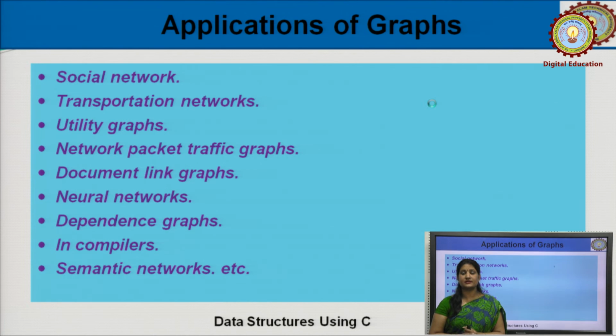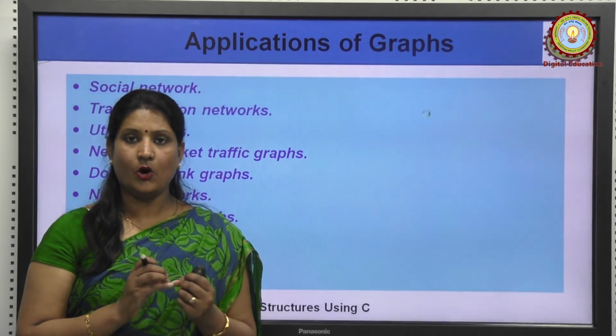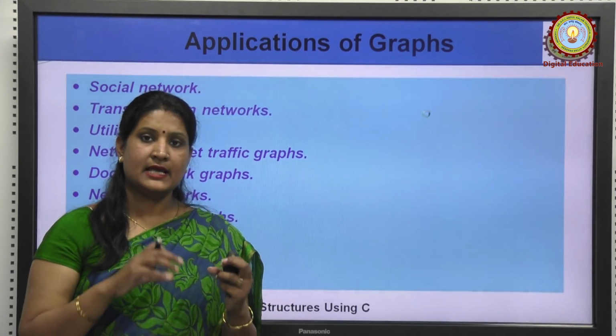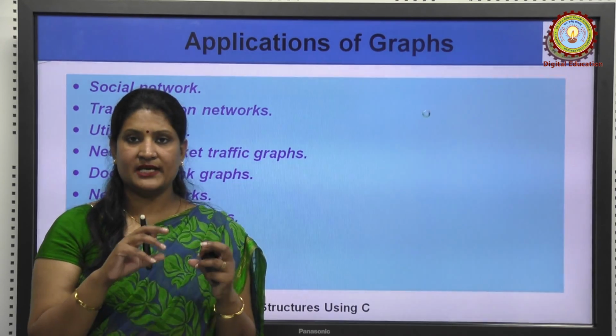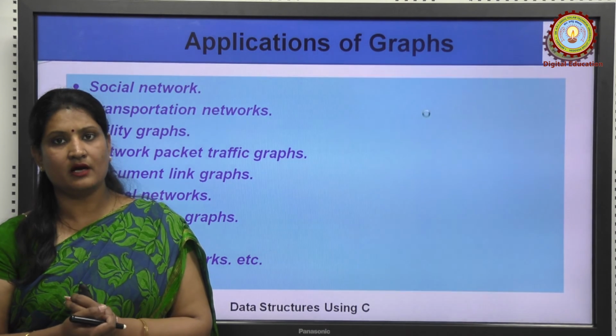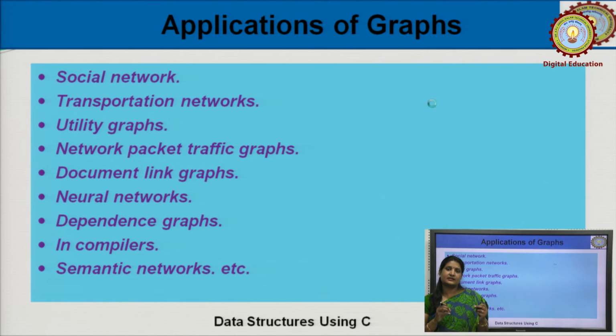Next application is in utility systems. Gas connections, the internet, and the water network are all examples of graphs where vertices represent the connection points and edges are the wires or pipes between them. It is also used in network packet traffic graphs. In this, vertices are the IP addresses and edges are the packets that flow between them. Such graphs are used for analyzing network security and tracking criminal or non-criminal activity.